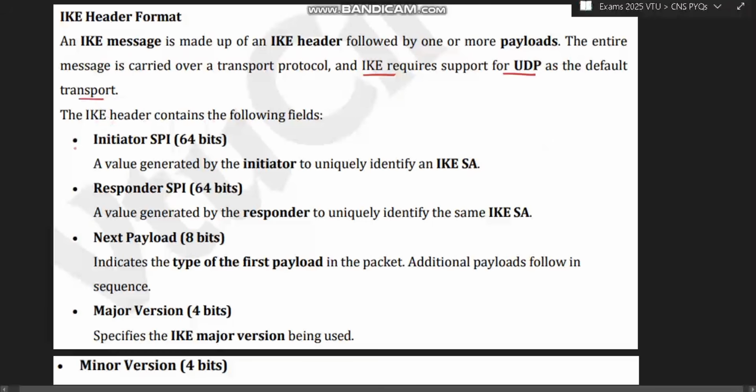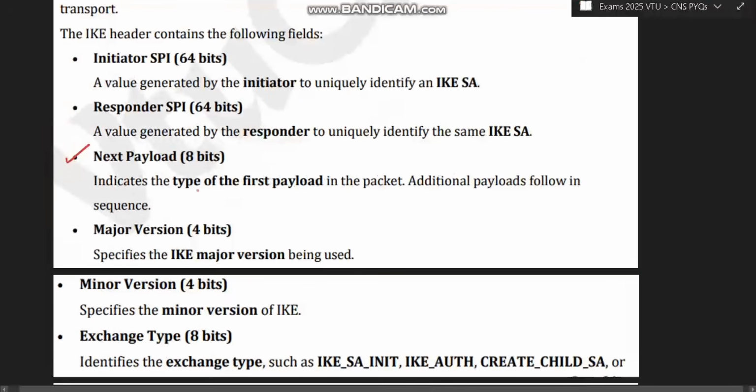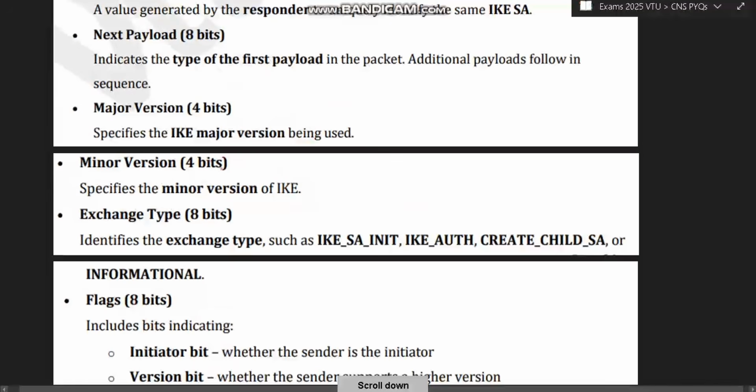Okay, the IKE header contains the following fields: initiator SPI, which is a value generated by the initiator to uniquely identify the IKE SA. Responder SPI, a value generated by the responder to uniquely identify the same IKE SA. So the initiator SPI and the responder SPI should be the same. Next payload indicates the type of the first payload in the packet. Additional payloads follow in sequence. Major version, 4 bits, specifies the IKE major version being used. Minor version specifies the minor version of IKE.